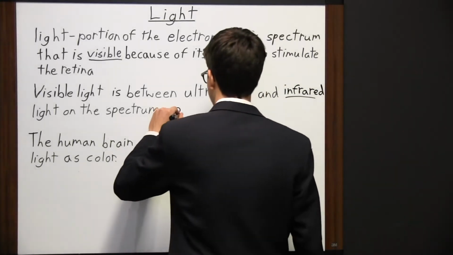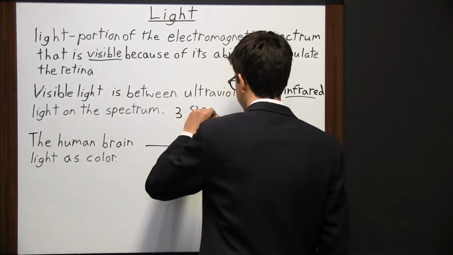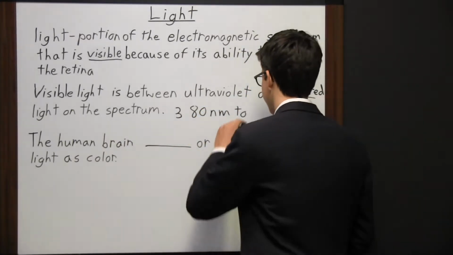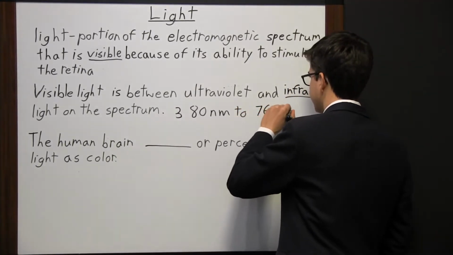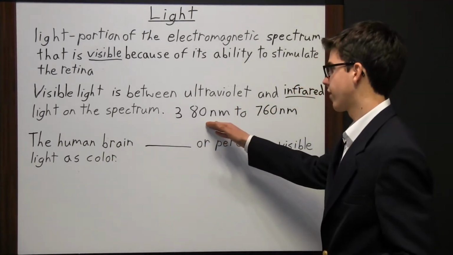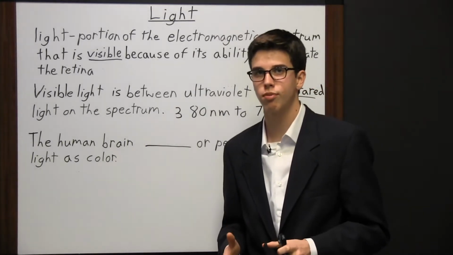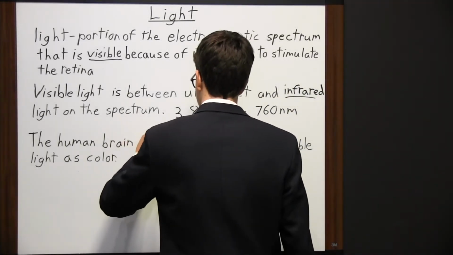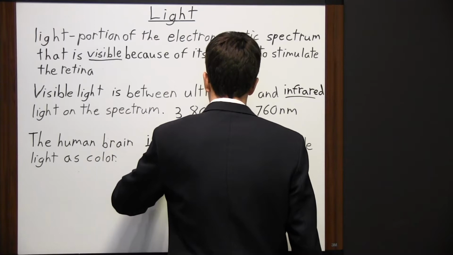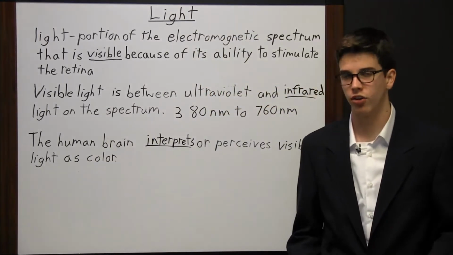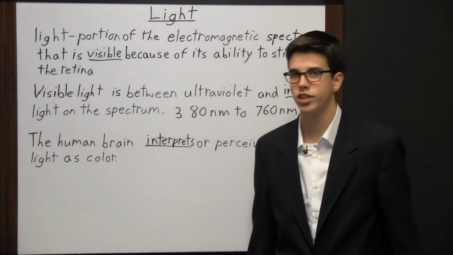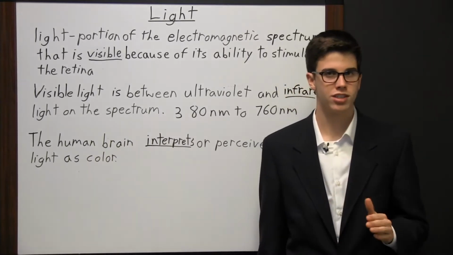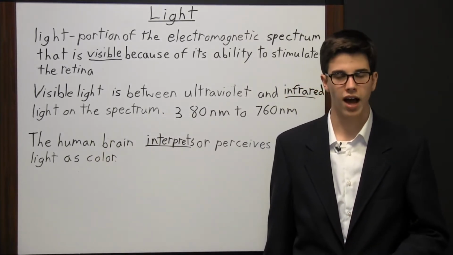So it's anywhere from 380 nanometers all the way up to 760 nanometers. So 380 would correspond to the color violet, and 760 would correspond to the color red. This is because the human brain interprets or perceives visible light as color. For example, when the entire wavelength reaches the retina, the brain perceives the color white. Now, when no part of the wavelength reaches the retina, the brain perceives the color black.